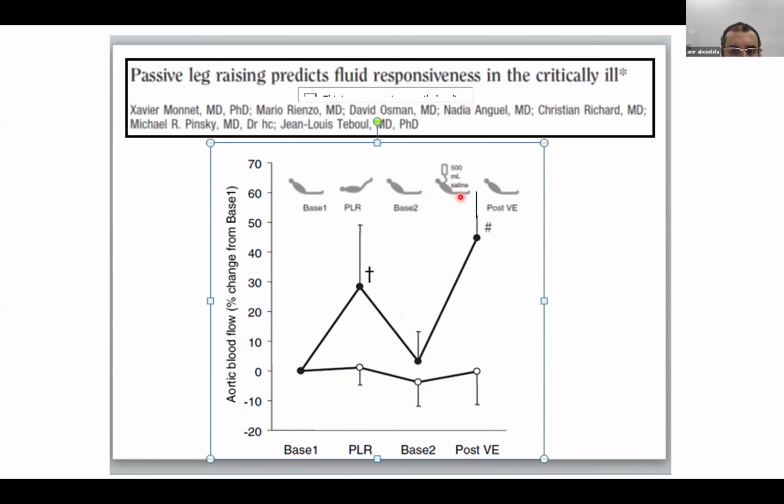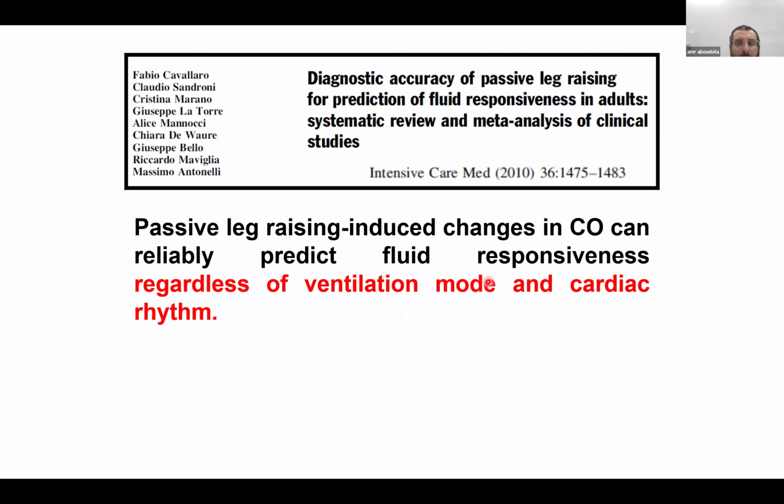And here, after giving the real fluid challenge of 500 ml saline, you can see that the cardiac output increased significantly, up to 50% after giving the fluid challenge. This is how you can use the passive leg raising test for interpretation.